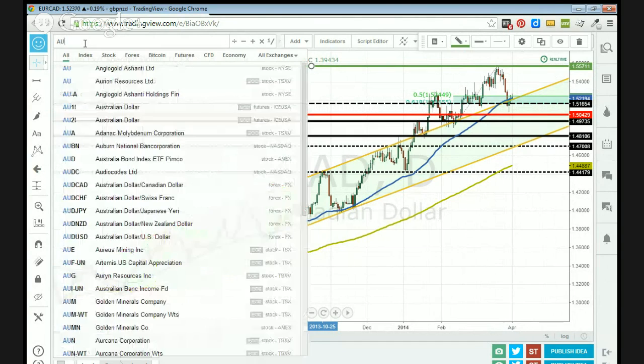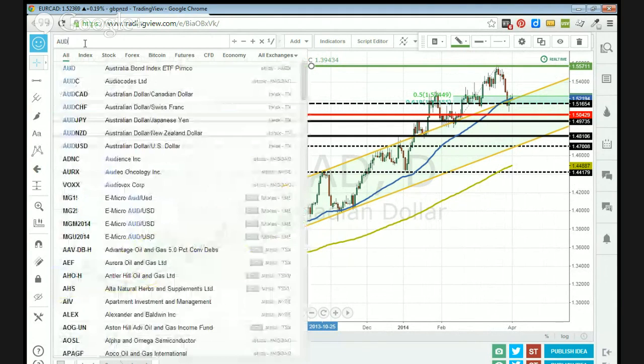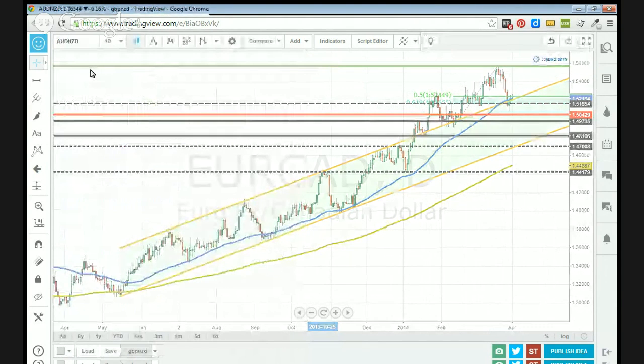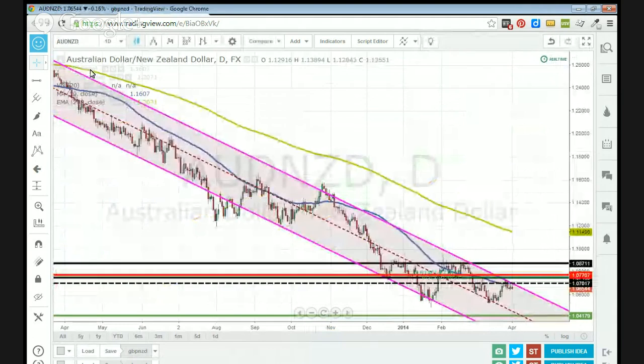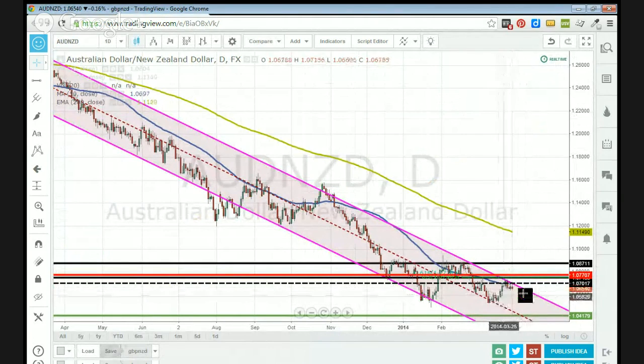The other opportunity I see this morning is Aussie New Zealand, short this pair. Now, we're on the daily chart that we're seeing now. We're in a clear downtrend, right? We have a price channel here. We've pulled back to the 50 simple moving average as well, almost at the top of this channel, which is a nice time to short. So 50 simple moving average, top of the price channel.